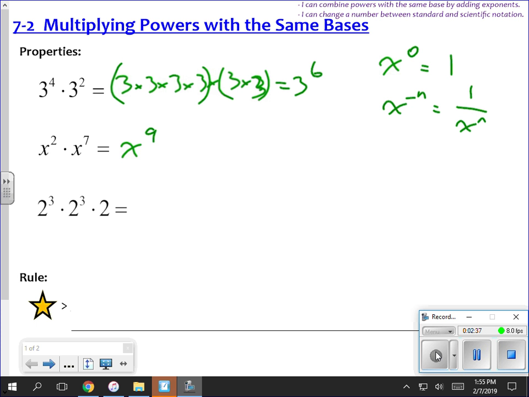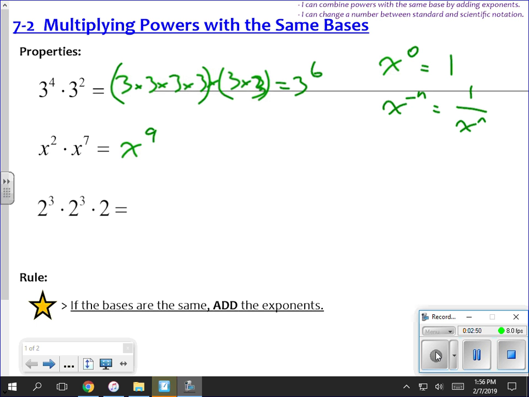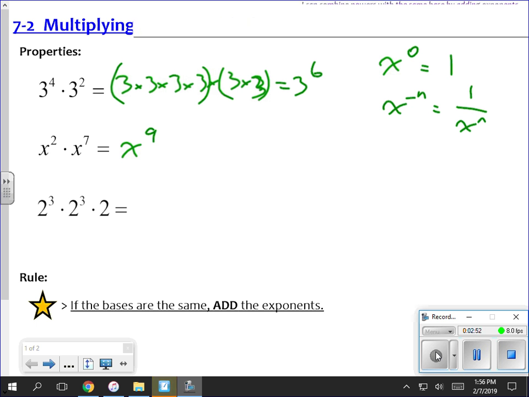So what do you think it's going to be? What is our rule for how you do this? If the bases are the same, you add the exponents. Easy. Really is.